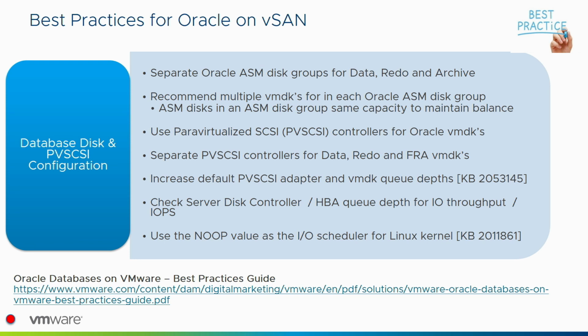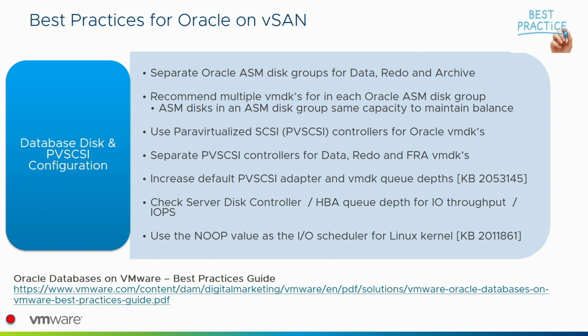The other thing I say is NOOP, and NOOP stands for no operation. Typically, on Red Hat, SUSE, OEL, there are 4 IO schedulers. You have anticipatory, which is dead. Then you have deadline. And then you have CFQ, which is completely fair queuing. And then you have NOOP. What do we recommend? NOOP.